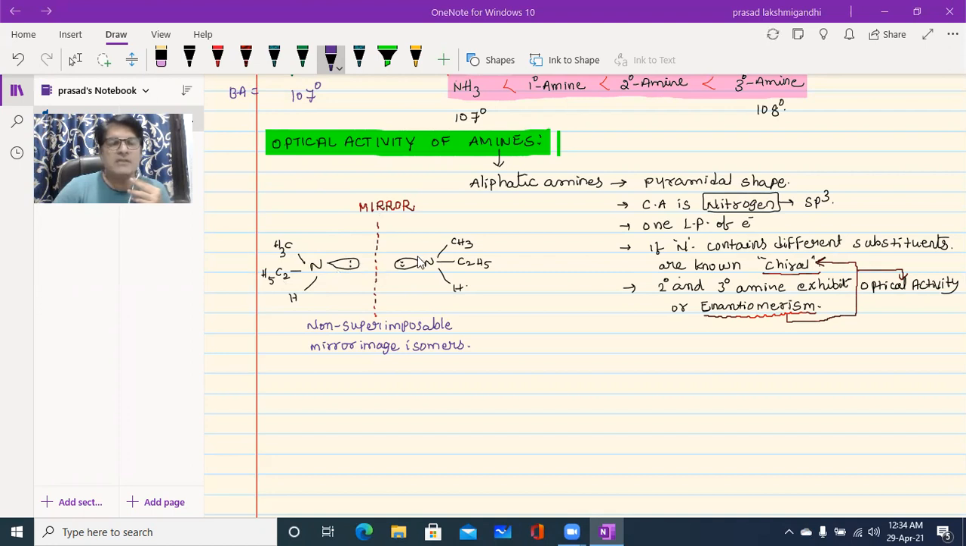It is the plane polarized light. It is non-superimposable. Non-superimposable means it is an enantiomer. Okay, because why does it show optical activity with the help of this mirror image? It shows optical activity, that is enantiomerism, because the central nitrogen atom is chiral. That's it. So that's why it shows non-superimposable mirror image isomers. These are two examples, and instead of this hydrogen here we can have another alkyl group also, like C3H7. Okay, clear?